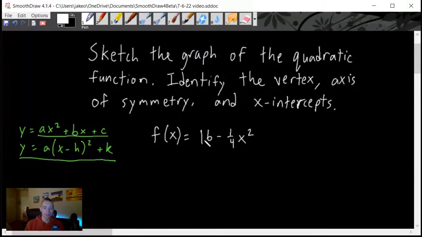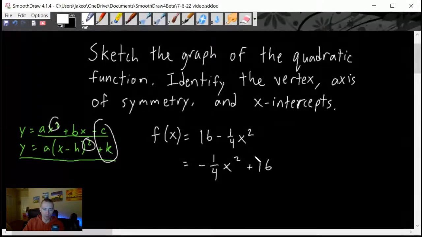So in this case, obviously you have your x squared stuff going on before your constant term out here at the end. So in this case, we have a constant term and then an x squared term. Probably the best way to start would be to just rearrange these terms. We're not really changing the equation at all. We're just writing the addition of these two terms in a different order. So negative 1/4 x squared plus 16 is the same as 16 minus 1/4 x squared.